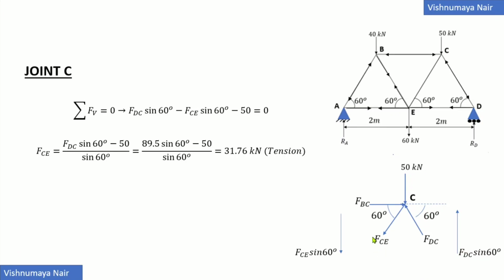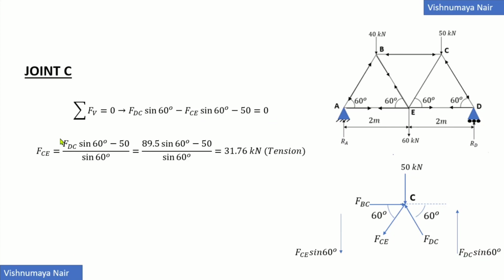Since here we have only one unknown, we only need to consider either the equilibrium of vertical forces or equilibrium of horizontal forces. Let's consider the equilibrium of vertical forces. So summation FV will be equal to 0. So the vertical component of FCE will be FCE sine 60 and it will be acting in the downward direction, whereas the vertical component of FDC will be FDC sine 60 and it will be acting in the upward direction. Therefore, summation FV will be equal to FDC sine 60 minus FCE sine 60 minus 50 is equal to 0.